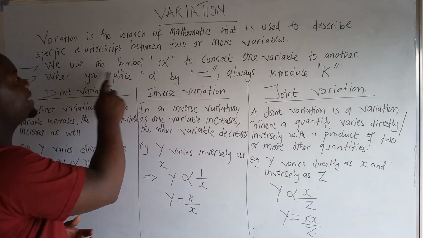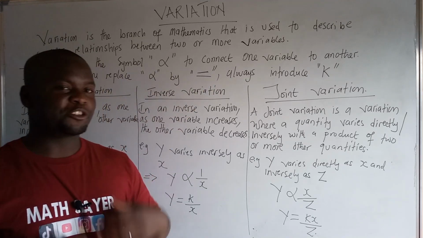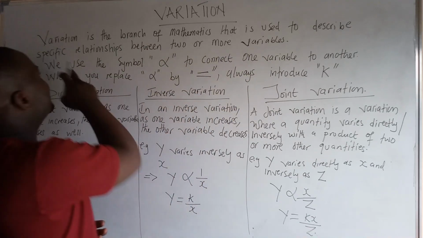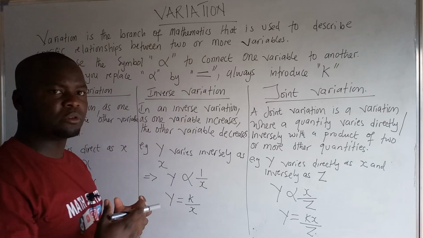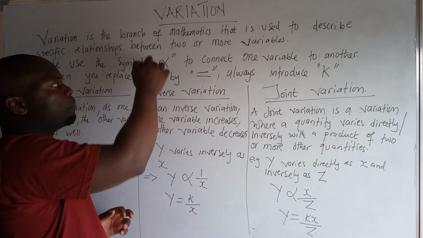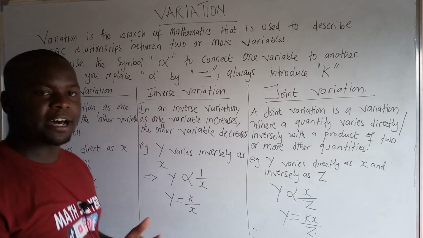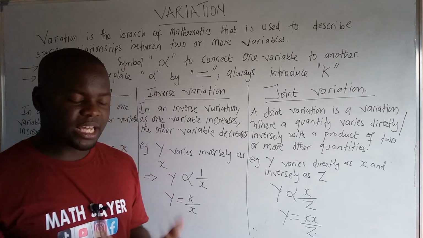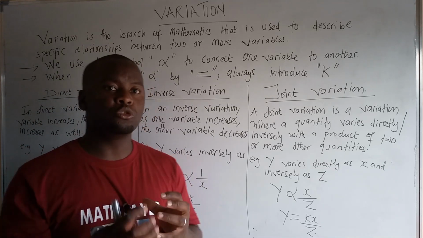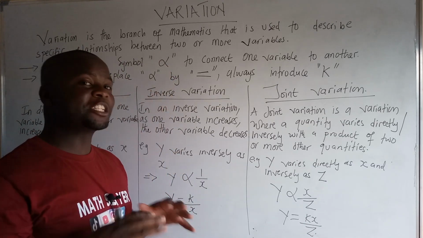All right. So we use the proportion symbol to connect one variable to another. Remember that from our definition, we have said that this topic variation describes the specific relationship between two or more variables. So these variables need to be connected by the direct proportion symbol. This symbol is very important as far as variation is concerned. So when you are given a relationship between two variables or more than two variables, you need to know how to insert the proportion symbol. However, don't worry, I'm going to explain that aspect.